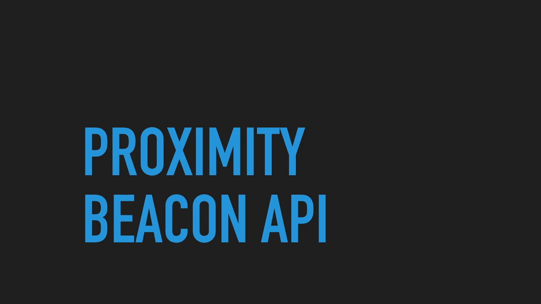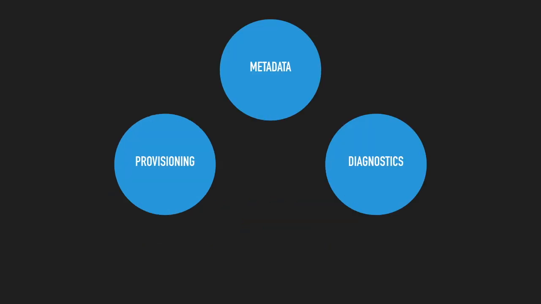That's where the Proximity Beacon API comes in. Most people who have done large-scale beacon deployments of some kind have had to write most of this themselves before Google came along. So the idea is they're giving you something that you probably would have otherwise written yourself, but now it's given to you for free, so you can use Google's backend.